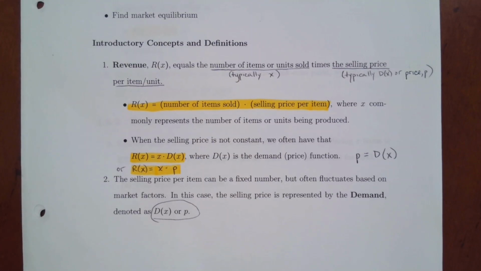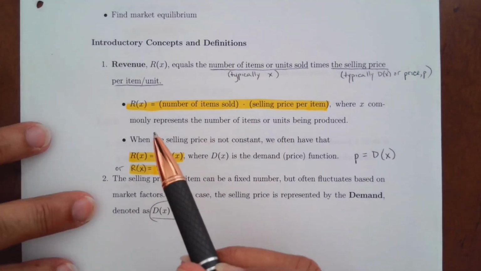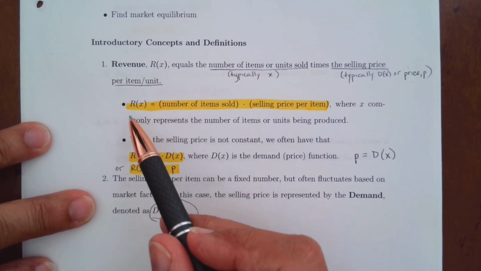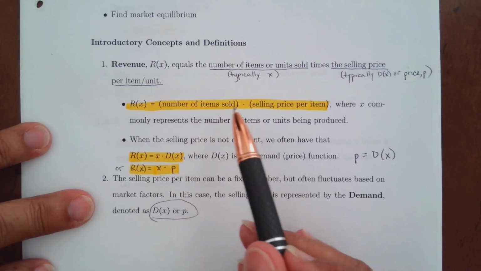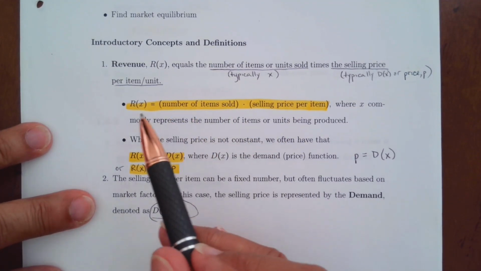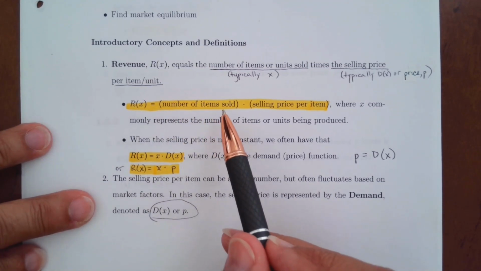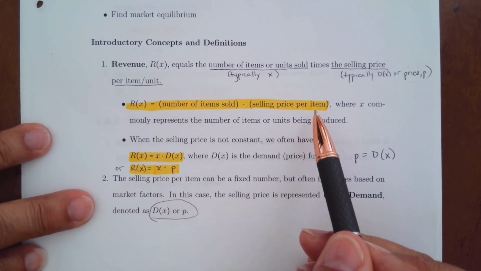So for number one, revenue, R of X, says R of X equals the number of items or units sold times the selling price per item or per unit. Then they give you the formula in terms of the function notation for revenue, but still using the words. So again, R of X, that means revenue, equals the number of items sold times the selling price.